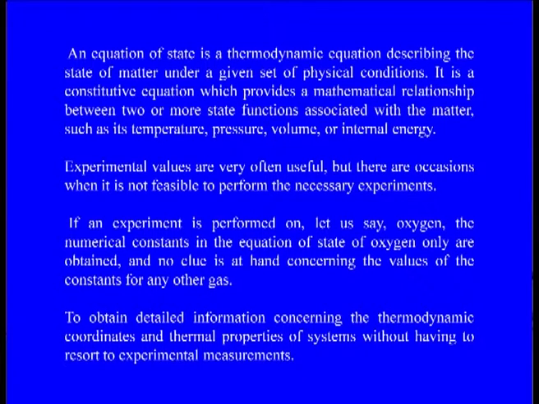Experimental values are very often useful, but there are occasions where it is not feasible to perform the necessary experiment. Suppose an experiment is performed on, let us say oxygen, the numerical constants in the equation of state of oxygen only are obtained and no clue is at hand concerning the values of constants for any other gas. Let us explain this. Suppose you want to calculate some constant of the gas at very low temperature, for liquid nitrogen or liquid hydrogen, which is not possible in the usual circumstances. So, then how to get it?